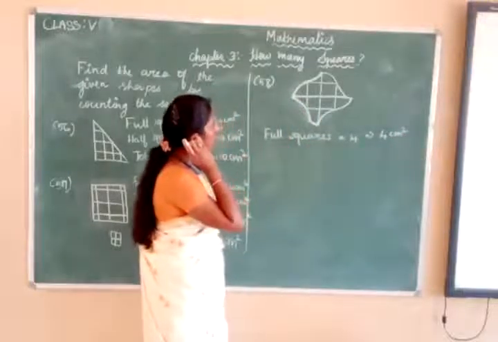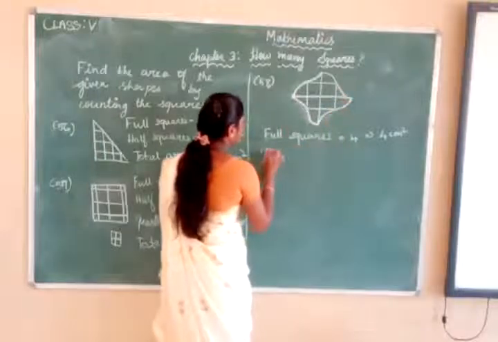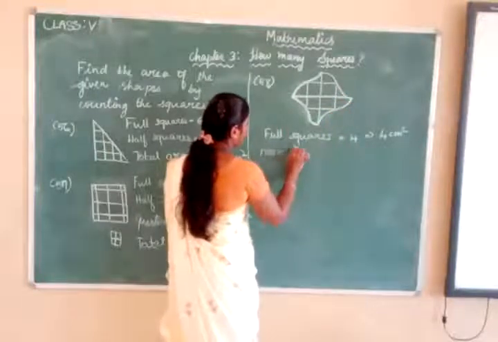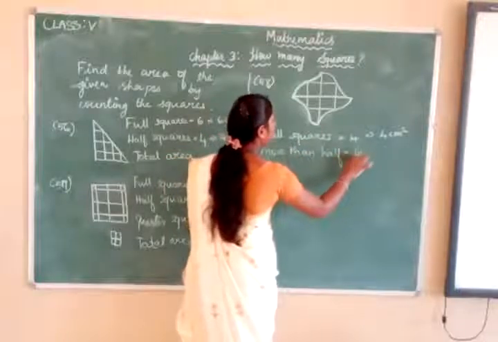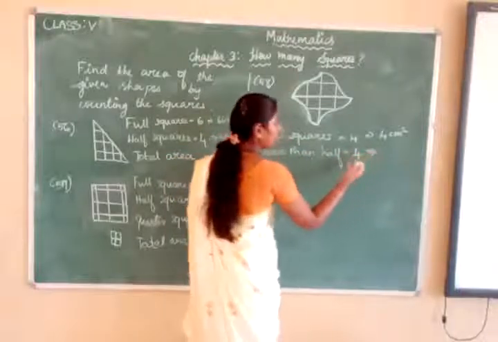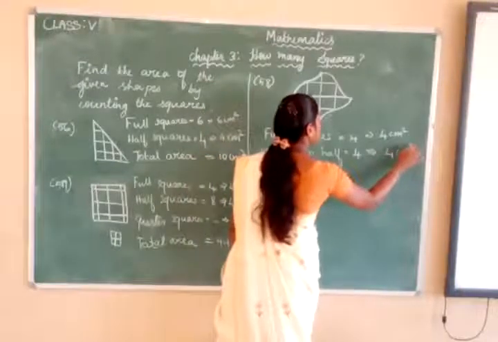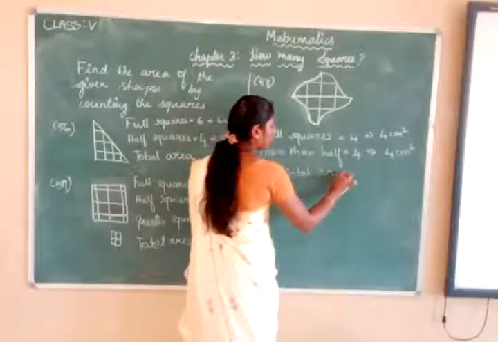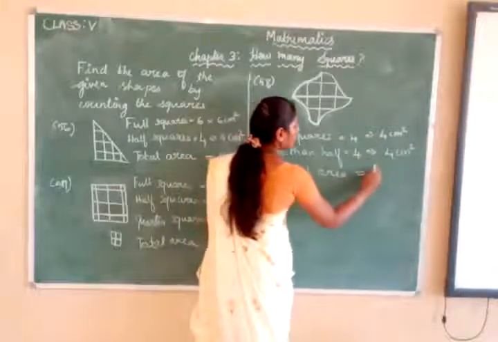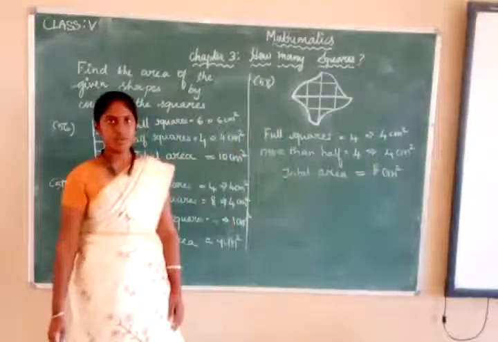Any squares with more than half? Yes. 1, 2, 3, 4. So more than half, how many? 4. So this will give you full squares. It is considered as full squares, right? So 4 centimeter square. And the total area is 4 plus 4, 8 centimeters square. Is it clear for all of you?